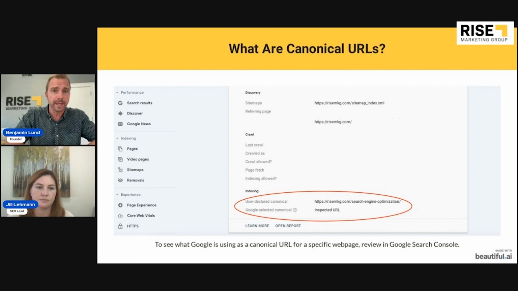A common question that we get is, what is a canonical URL? So Jill, would you mind sharing with everyone, what is a canonical URL? Sure. A canonical URL is normally one that's chosen to represent a group of duplicate or very similar pages. You can either choose to set the canonical URL yourself, or you can have Google choose the URL for you. In that screenshot, you can see in Google Search Console, for any given web page, whether there's a user-declared canonical, or if Google has declared a canonical that's different than the one you've set.